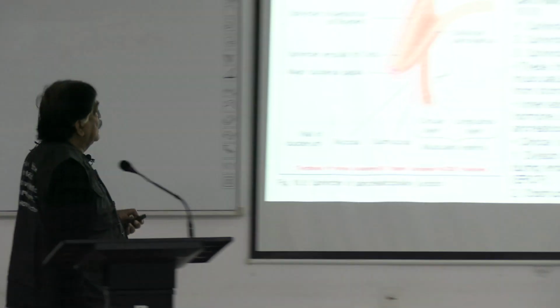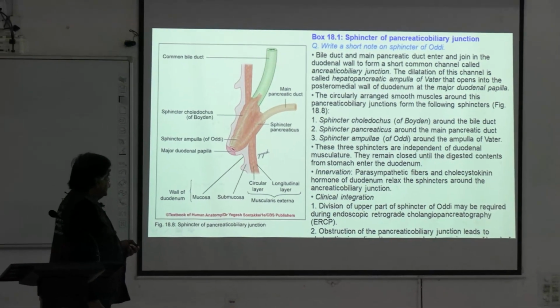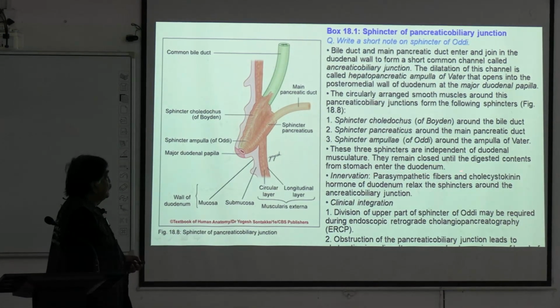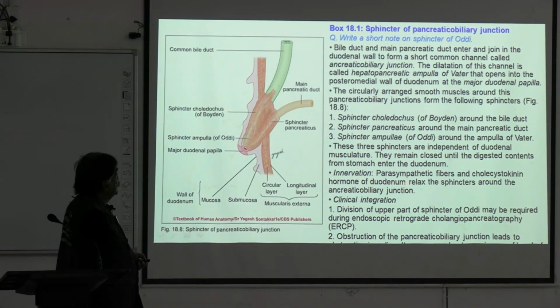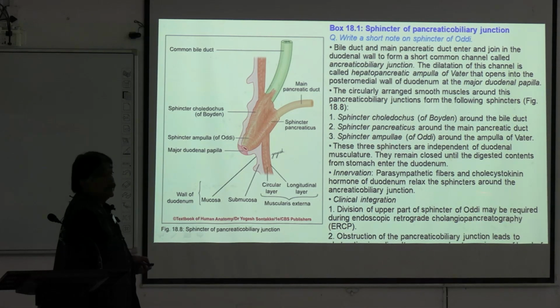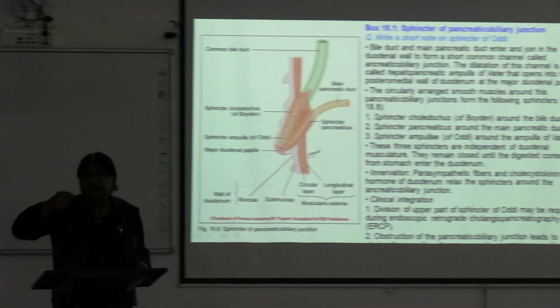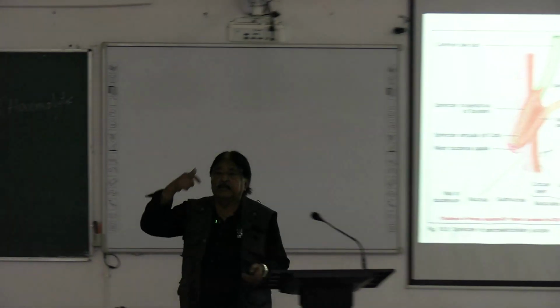You remember that? And innervation. Innervation is by parasympathetic fibers, and the cholecystokinin hormone in the duodenum relaxes the sphincters around the pancreatobiliary junction. Clinical indication: division of the upper part of the sphincter of Oddi is required during endoscopic retrograde cholangiopancreatography, ERCP. This is done by endoscope.